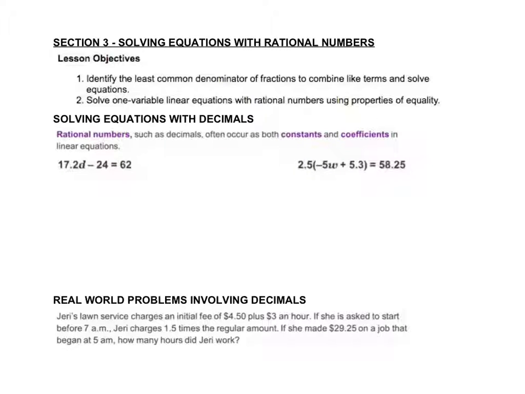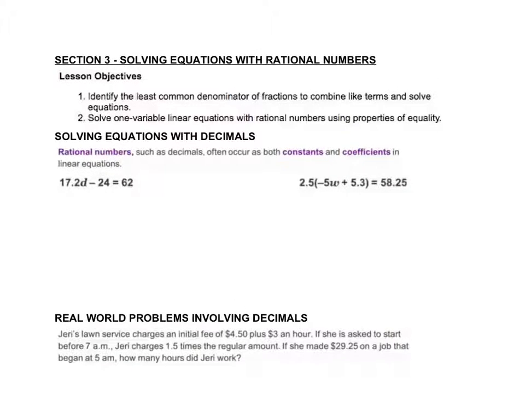This is a video over Section 3, and we're going to be talking about solving equations with rational numbers. So our objectives: we want to identify the least common denominator of fractions to combine like terms and solve equations. And we want to solve one variable linear equations with rational numbers using properties of equality.